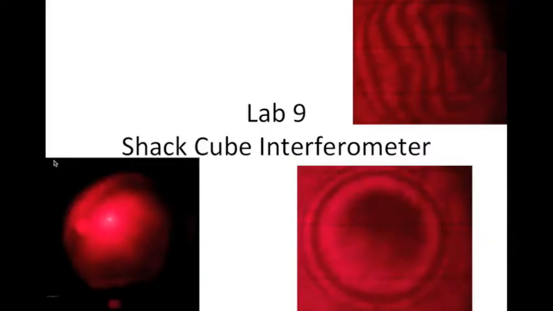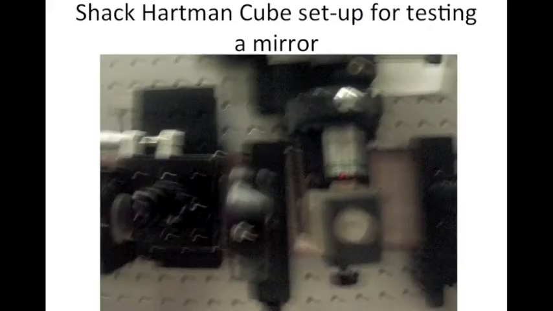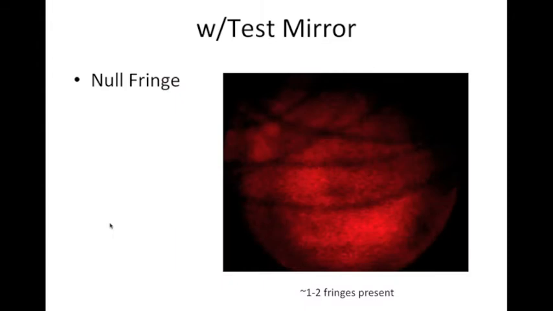This is lab 9. We use the Shack cube interferometer. This is the setup for using a mirror. The key thing to know is there's a polarizer in between the beam splitter and the test mirror, which is over here. This is the null fringe with the test mirror. There are about 1 to 2 fringes present.